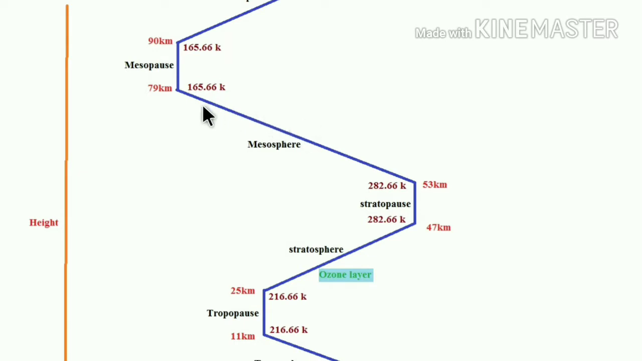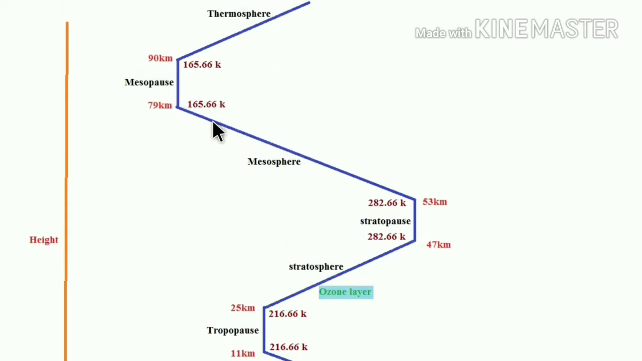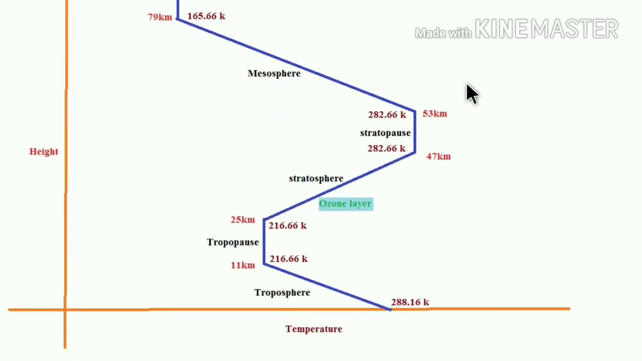Okay, and next will be mesopause. Mesopause is around 79 kilometers to 90 kilometers, so it's called a mesopause. Again next is the thermosphere, from 90 kilometers to around 500 kilometers, like ionosphere. There are other spheres too, but mostly important for aerospace GATE are the troposphere, tropopause, stratosphere and stratopause, which are very important up to 53 kilometers.